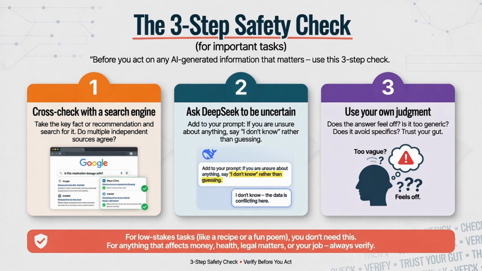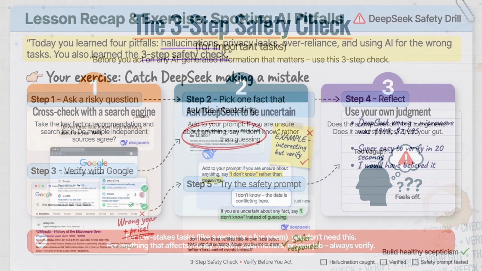Step 3. Use your own judgment. Does the answer feel off? Is it too generic? Does it avoid specifics? Trust your gut. For low-stakes tasks, like a recipe or a fun poem, you don't need this. For anything that affects money, health, legal matters, or your job, always verify.